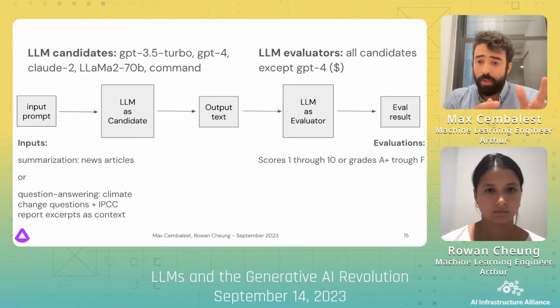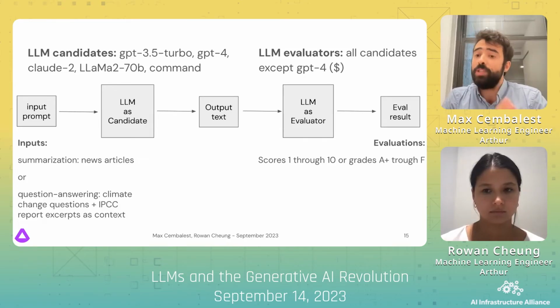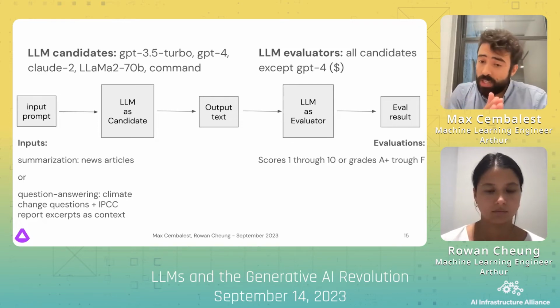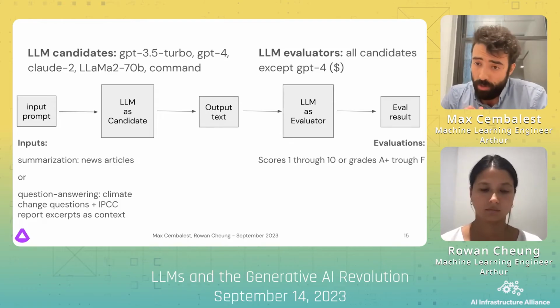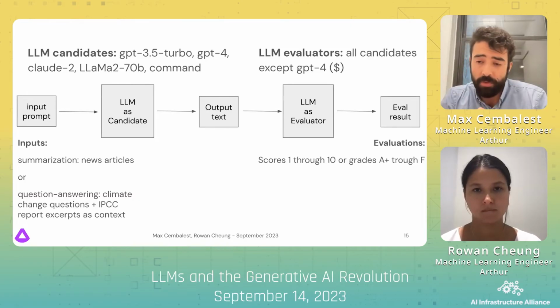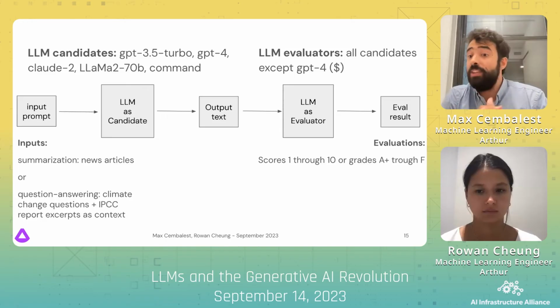For each of the inputs from each task, we provide that input to the LLM as the candidate to produce output text. And then we provide that set of inputs and outputs to those same LLMs as evaluators, except for GPT-4, due to cost reasons. It would be too expensive for us to have used. And we prompt them for 2 different types of feedback. One round, we prompt them for integer feedback, scoring responses 1 to 10. And another round, we prompt them for letter grade feedback.